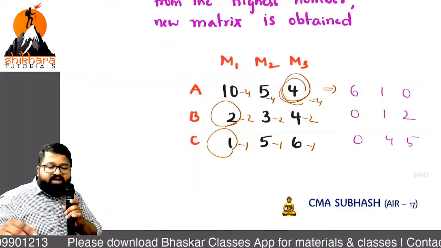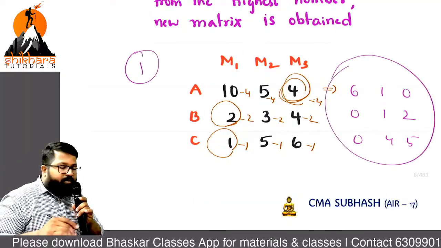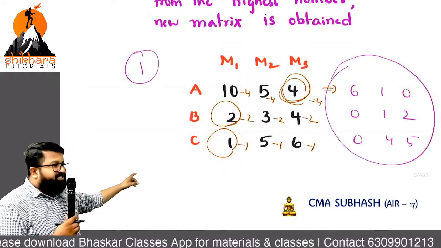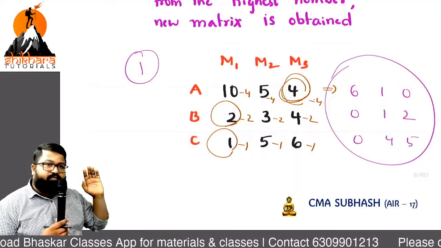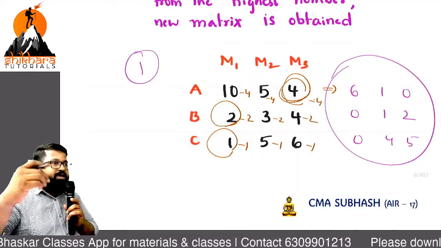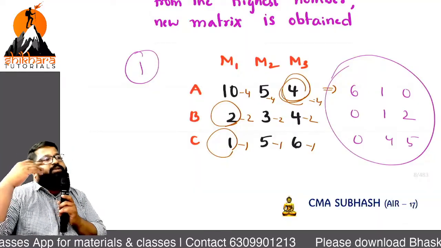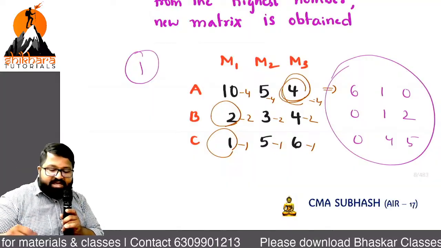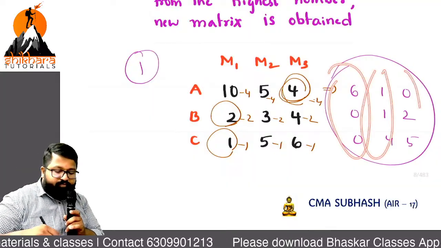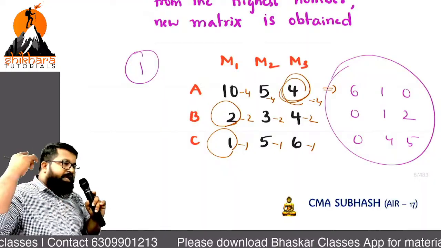Sir, what is the first operation? Row operation. What is the end result of the row operation? 6, 1, 0, 0, 1, 2, 0, 4, 5. What is the next step, sir? Column operation. In the case of column operation, what is the process? Same as row operation. Identify the least number of each column.